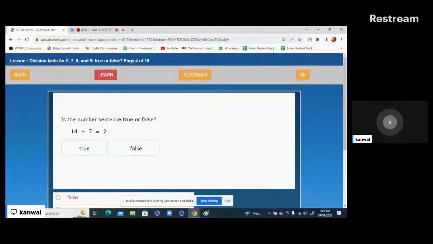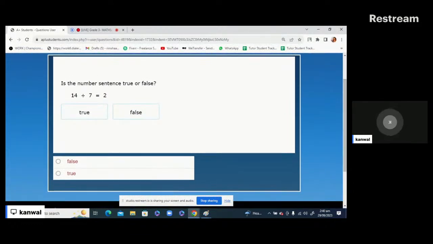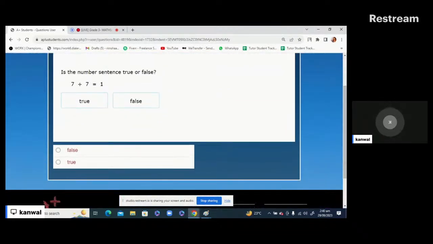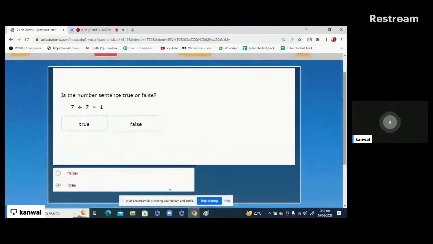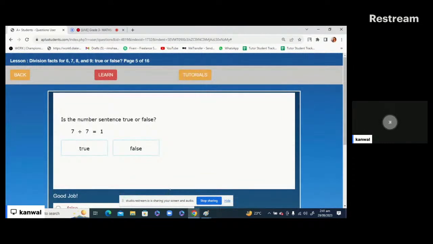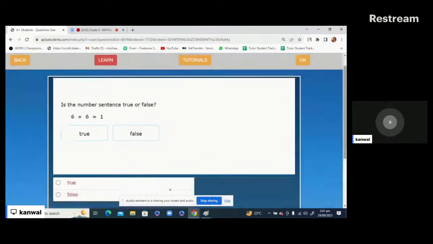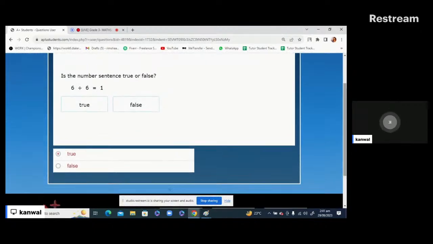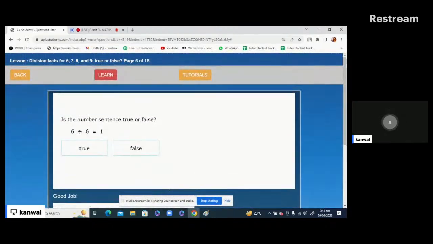All right, let's do that. 14 divided by 7 equals 2. Yes, this is right because 7 times 2 is 14. So this is a true statement. Is the number sentence true or false? 7 divided by 7. Yes, this is true because the answer given is 1. So we are saying that this is a true statement. Now let's do this one. Again, 6 divided by 6, that is 1. That is also true. Then we click true here.